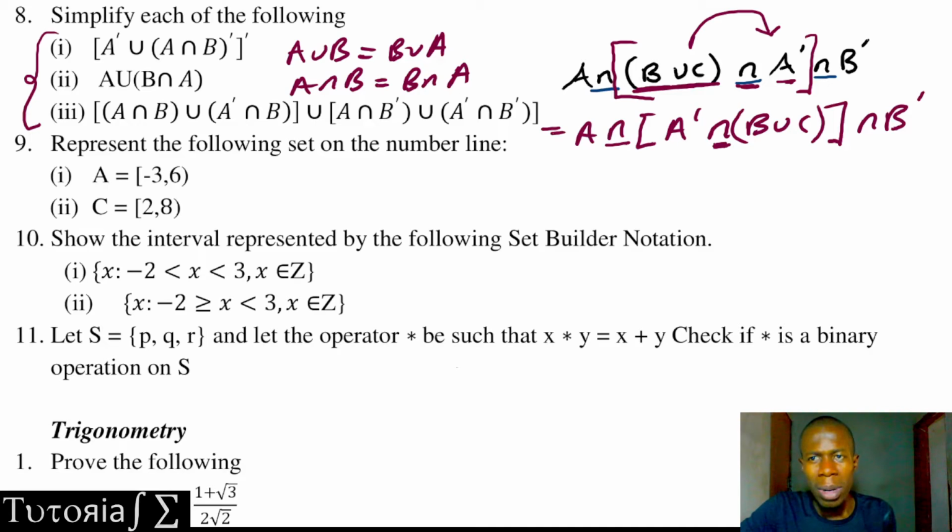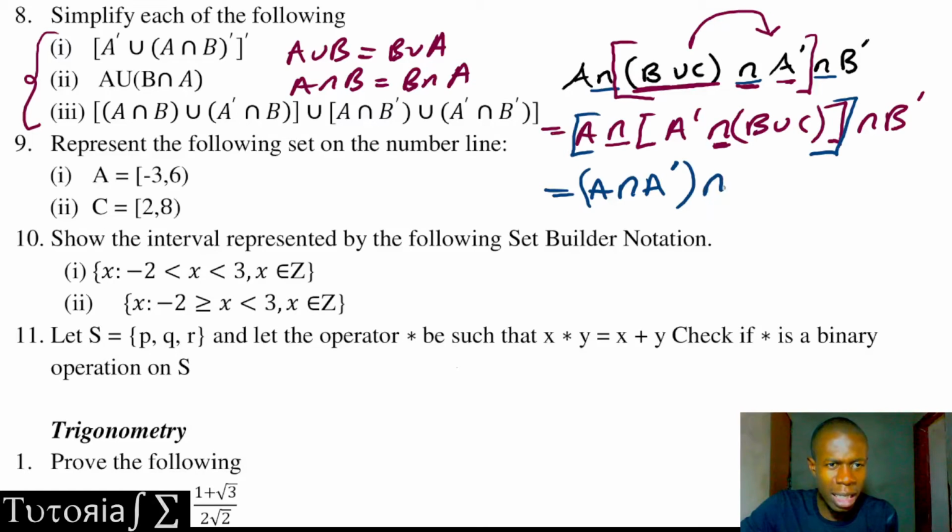So these three parts can be associated, so to say. So this can be written as A intersection A complement, then intersection B union C, and outside we have intersection B complement. Okay, and now A intersection A complement.